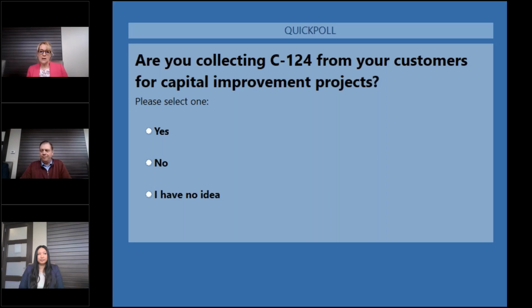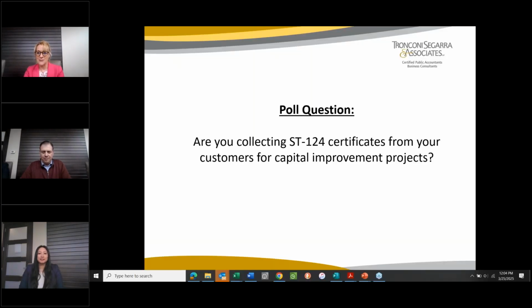So the question is, are you collecting ST-124 certificates from your customers for capital improvement projects? Hopefully it's yes. There might be some no's, or you might be saying, like me, what is an ST-124? So Kaitlin, what percentage will you give to how many people are already doing it? I really hope the answer is 100% yes. All right, I'm going to close this out in 3, 2, 1, and I'll just share with the group.